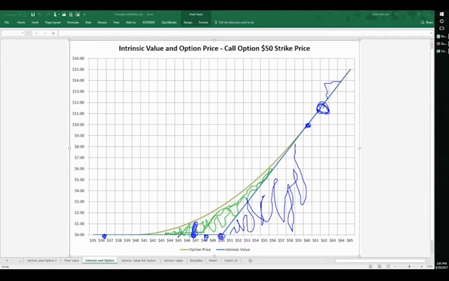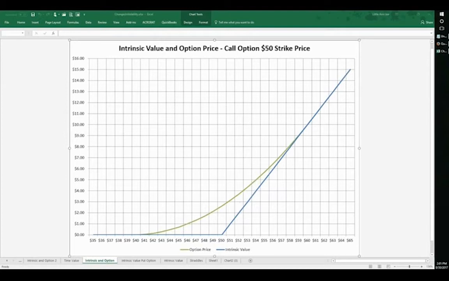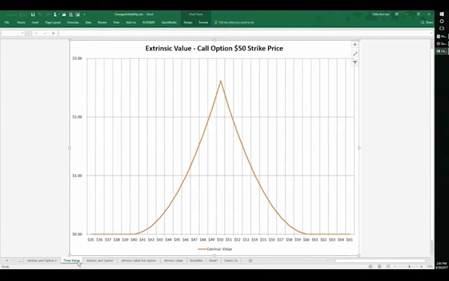In fact, if I were to subtract out the intrinsic value component of an option price and leave you with just that premium, here's what it would look like. It would look like this hump. And notice, again, we're talking about the $50 strike price. Notice that the maximum premium is right at the money. And then on either side, it goes down to 0. It actually goes down to 0 the same way on each side.